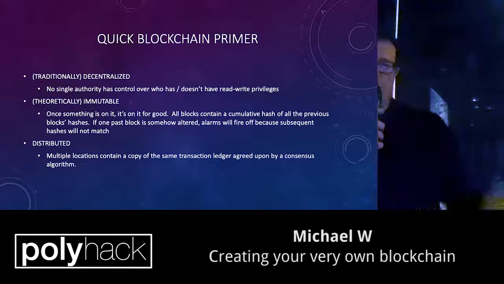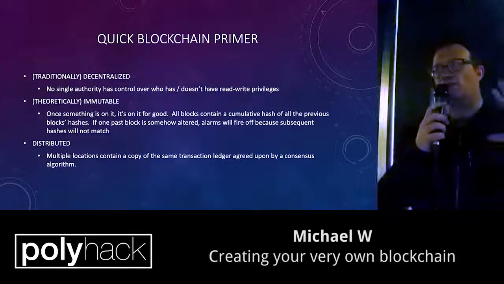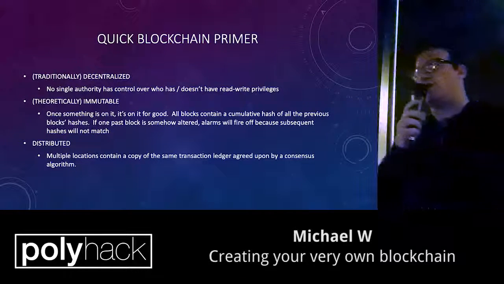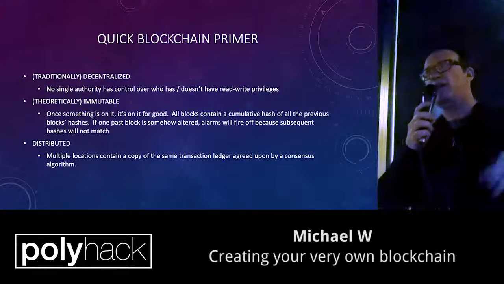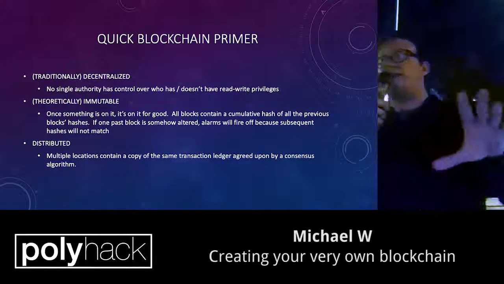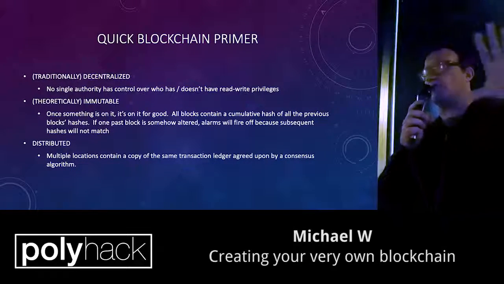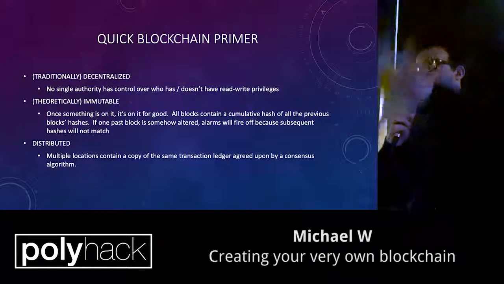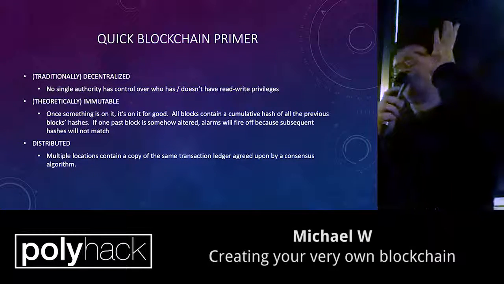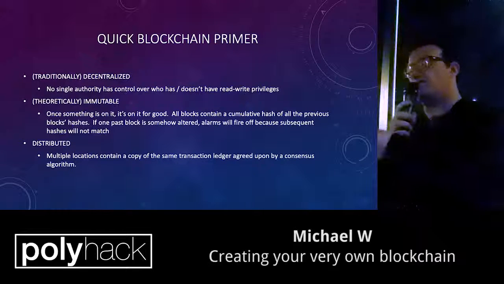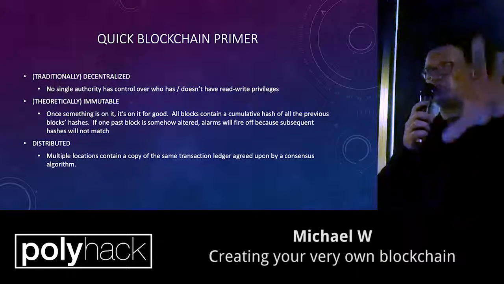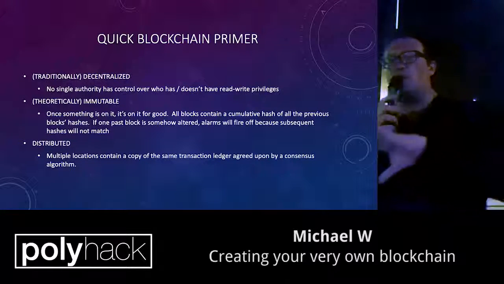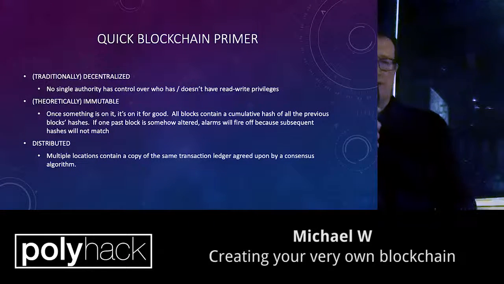And finally, they're distributed. So there are multiple copies of the ledger floating around across multiple machines, and the idea is that there is something called a consensus algorithm, which says, okay, we all agree that this is the blockchain and the transaction ledger that is the source of truth, and we all agree that that's what it is, right? So there's a whole bunch of algorithms that explain that as well.